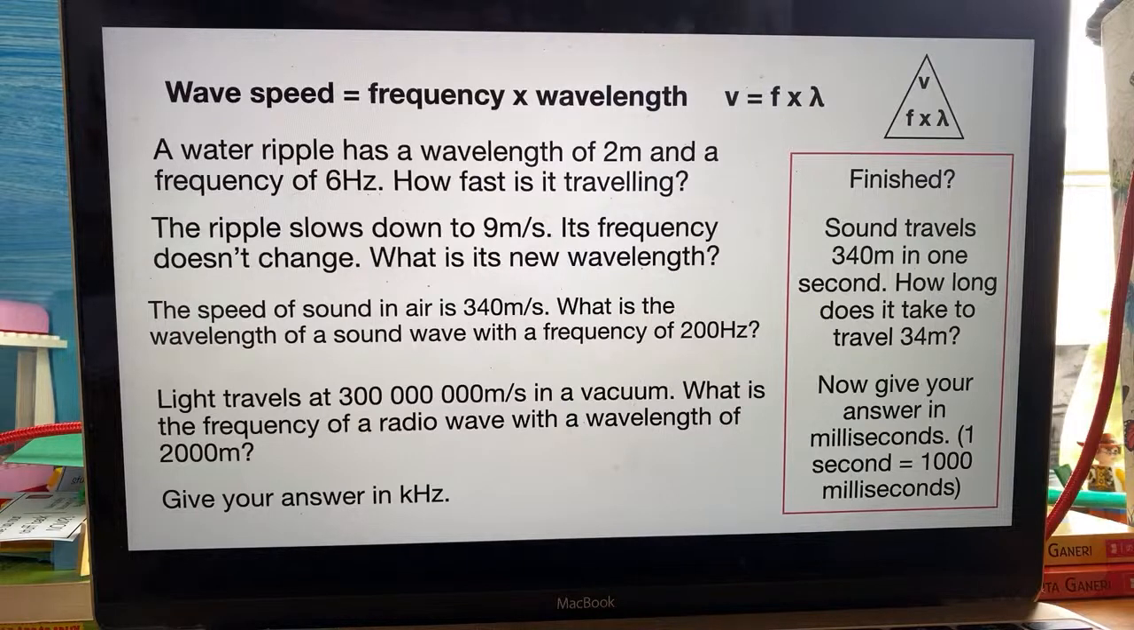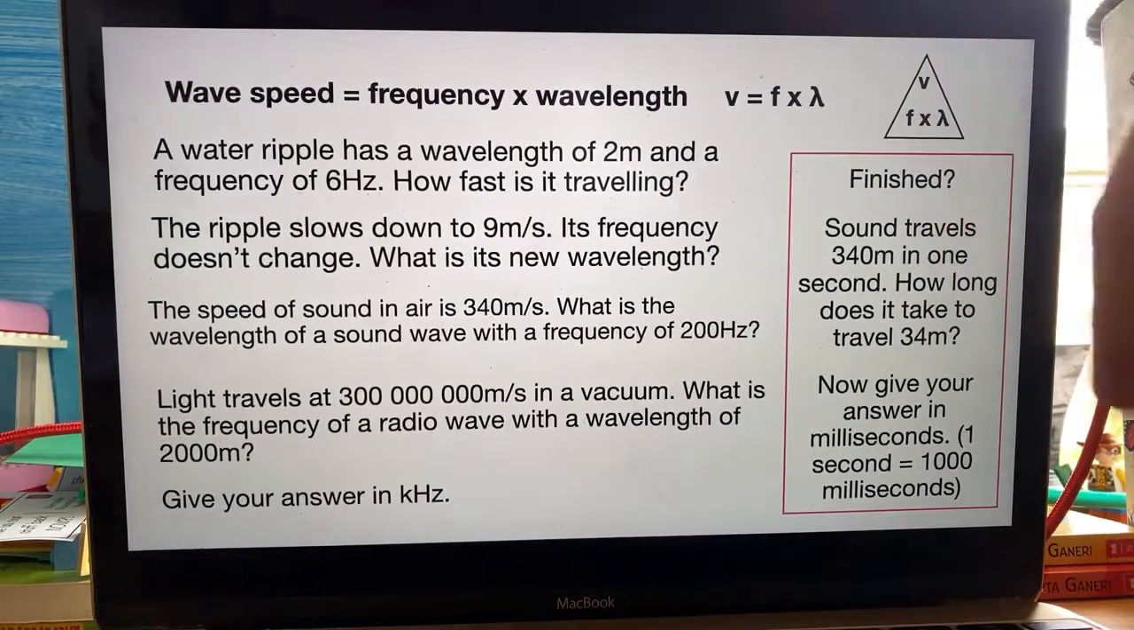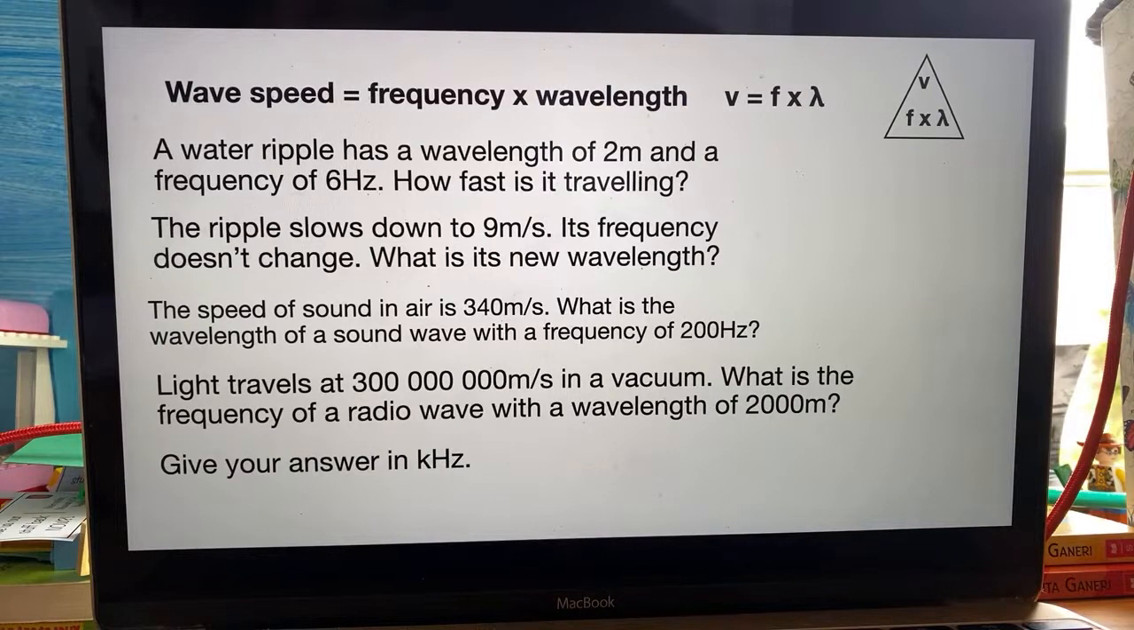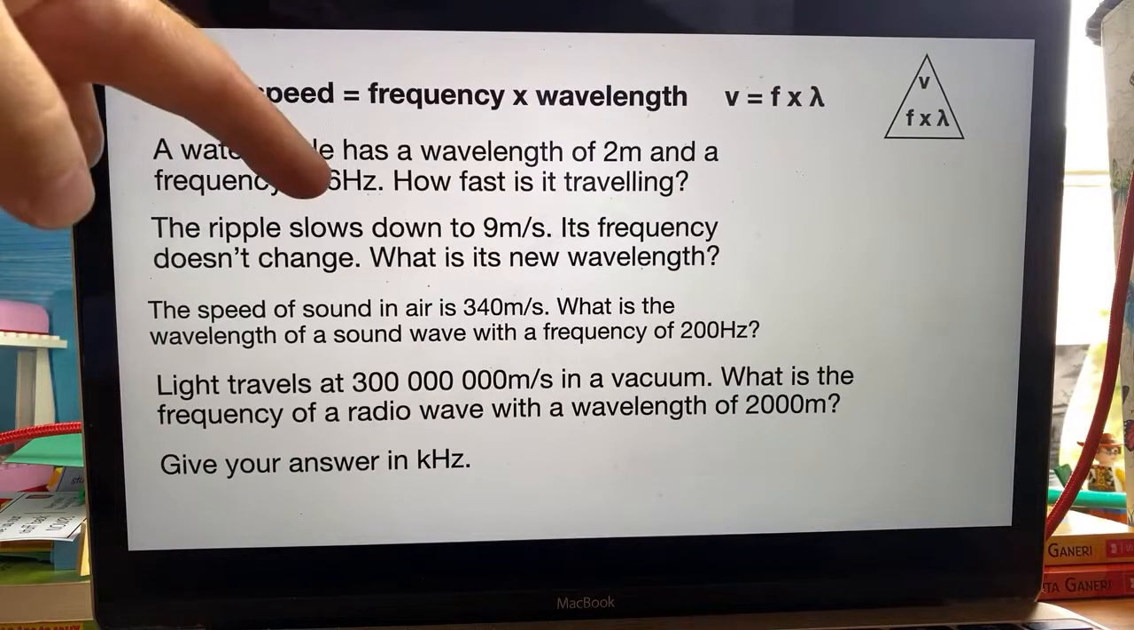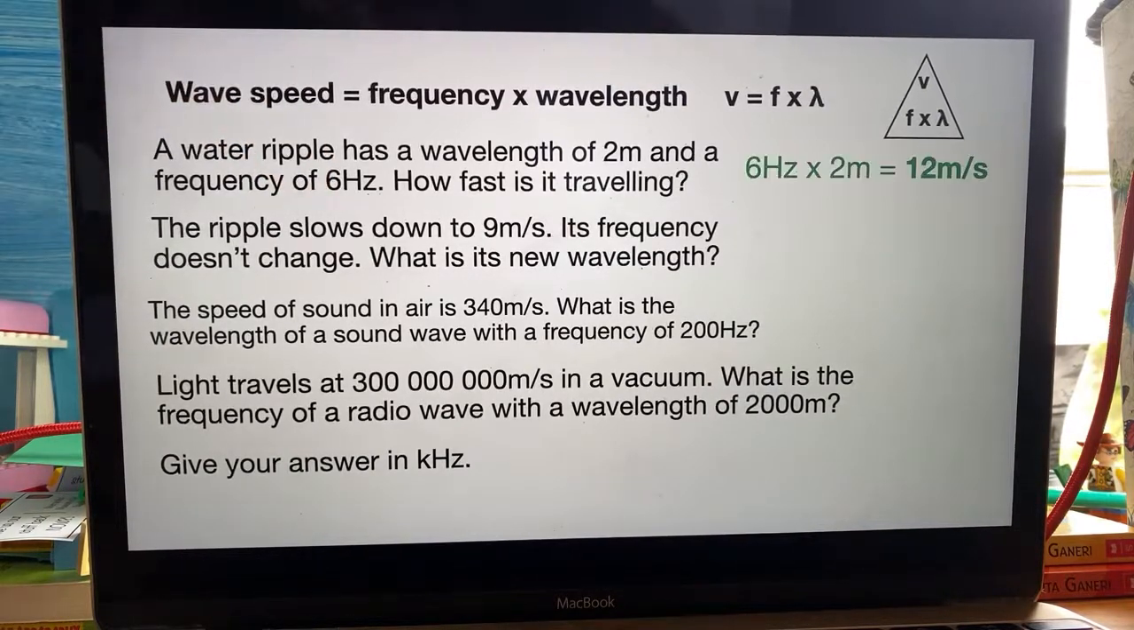Okay, let's go through some of these answers, shall we? Don't worry if you haven't finished this, because these questions were for people who had worked quickly. Right. A water ripple has a wavelength of 2 meters and a frequency of 6 hertz. So you just plug it into the equation, times them together, and you should have 12 meters per second as your answer. Please, please, please give yourself 1,000 ticks and smiley faces and say well done to yourself if you have written in your units.